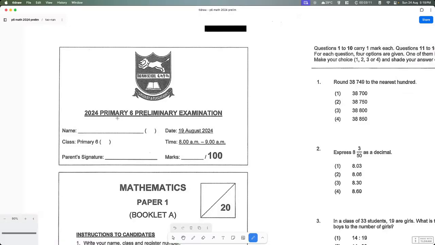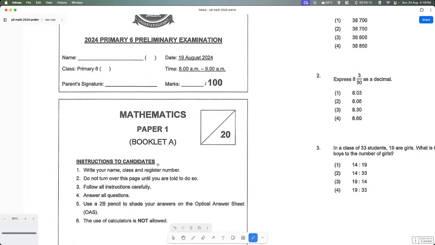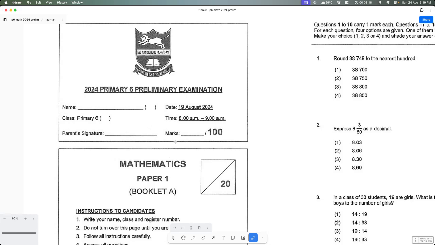In this video, we're going to go through Tao School Primary 6 Preliminary Examination, Mathematics, Paper 1. Let's get started with the first question.